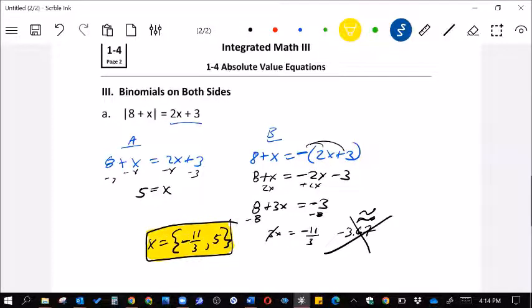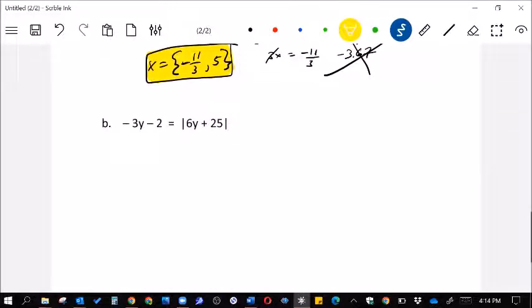Now let's take a look at this one. Here the absolute value bar is on the right side. So what? That really isn't an effect for you here. That really shouldn't change things on it here. Okay, but now we have a couple of choices.